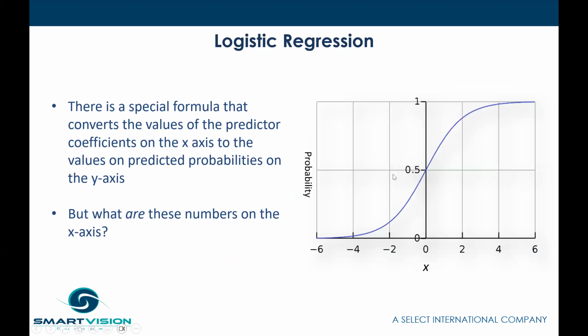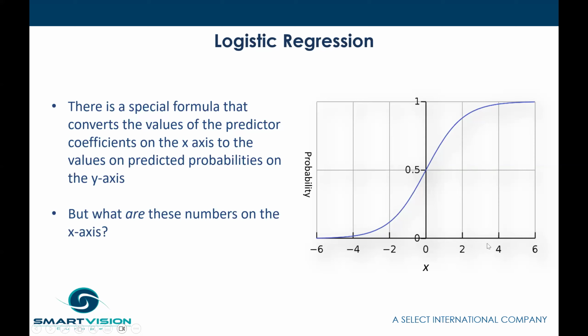Now, the key here is there is a special formula that converts the values of the predictor coefficients on the x-axis to the values of the predicted probabilities on the y-axis. So that means that if I'm doing linear regression, of course, we can look at the relationship directly through a scatter plot. And I can say for every 1 unit change in the median decile of income, it has this effect upon the dependent variable. You can't do that with logistic regression because it's not a straight line.